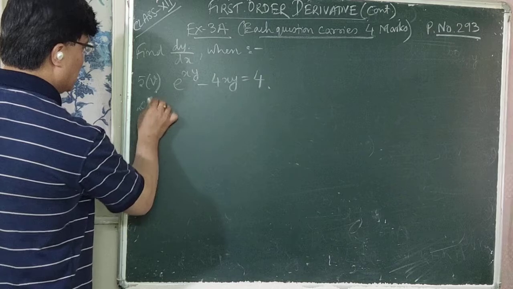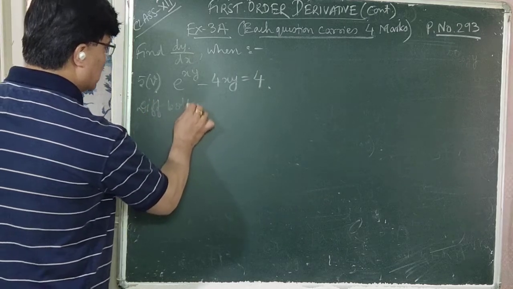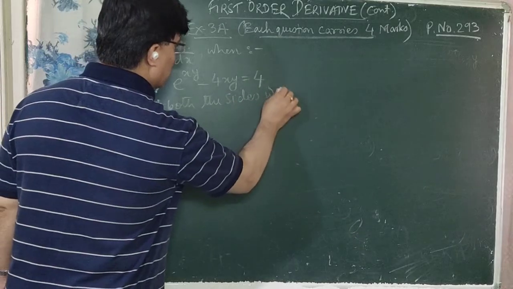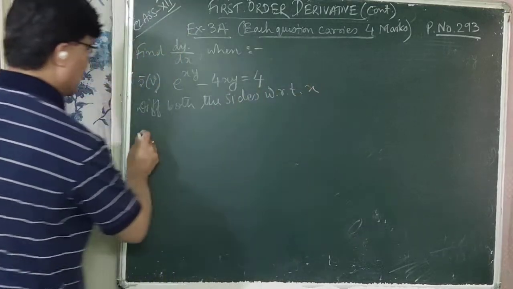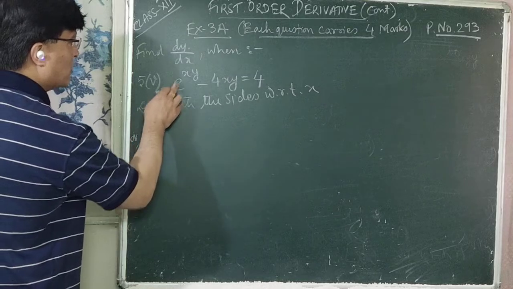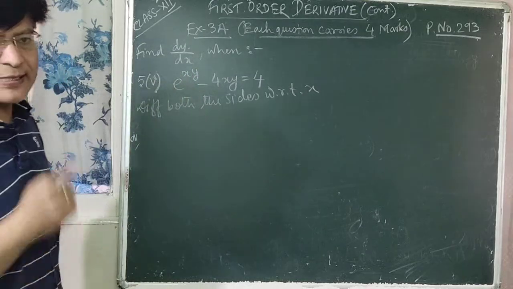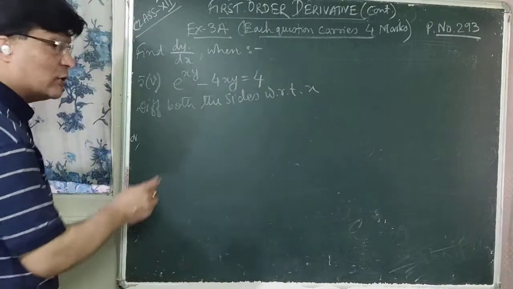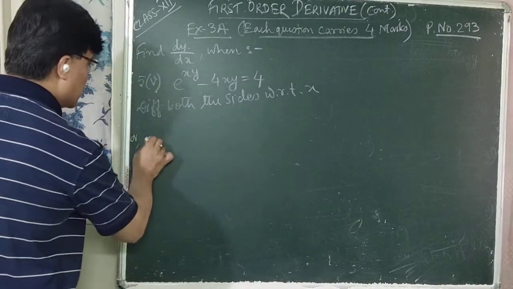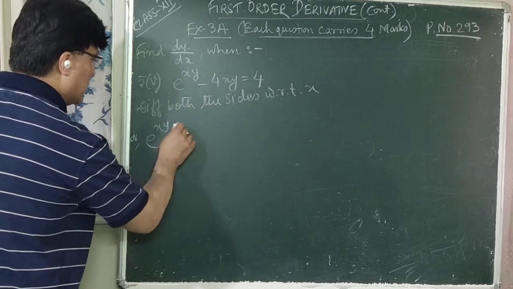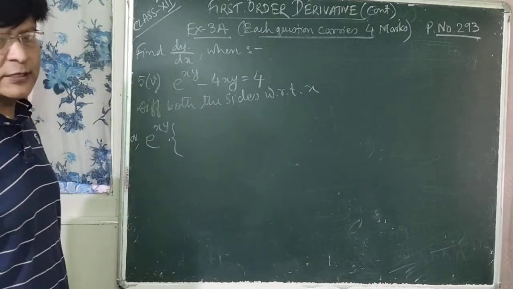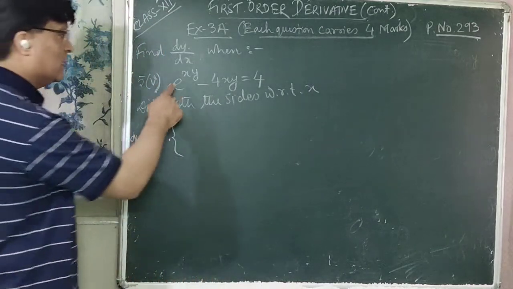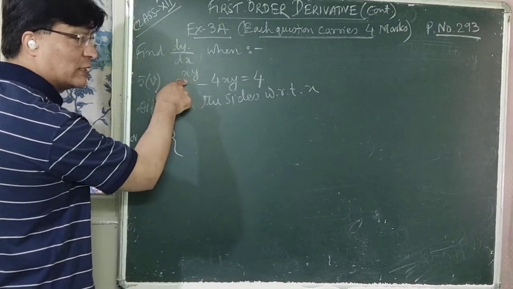So write down, differentiating both the sides with respect to x. What is d by dx of e to the power xy? You have to take it as e to the power x, where xy is taken as x. What is the differentiation of e to the power x? It is e to the power x, so here it is e to the power xy into, again you have to differentiate the term which is assumed as x. Which function is taken as x here? It is xy. Again you have to differentiate it.